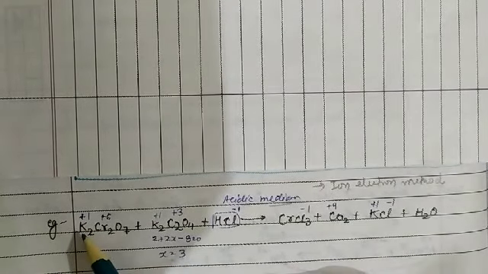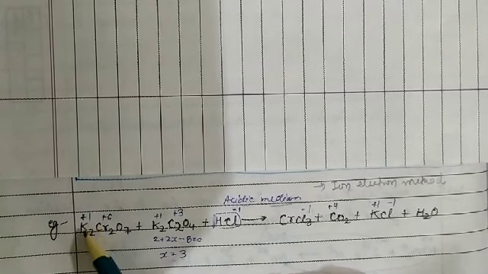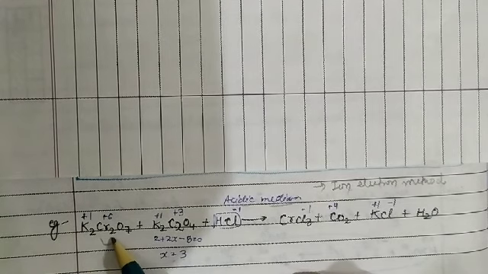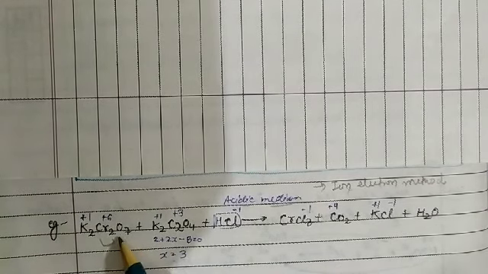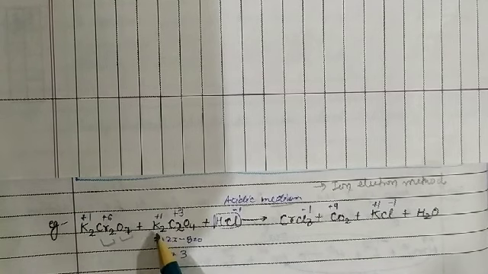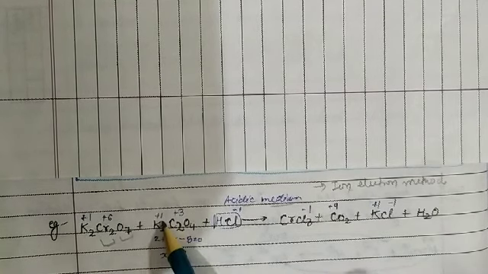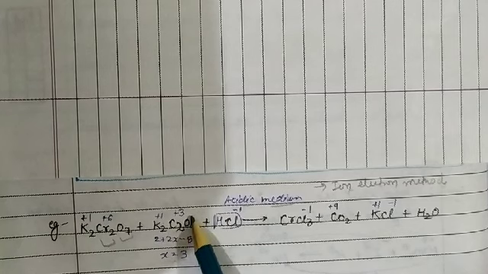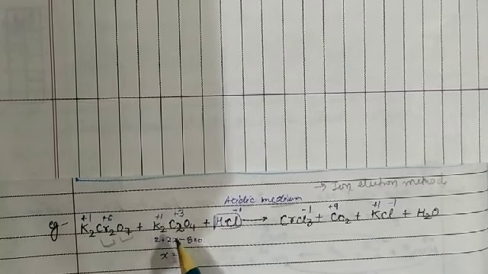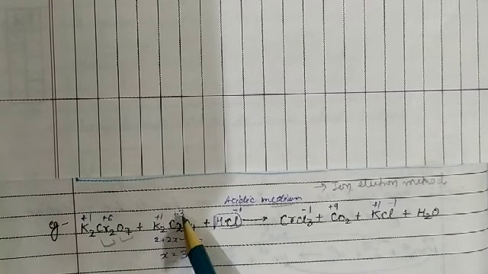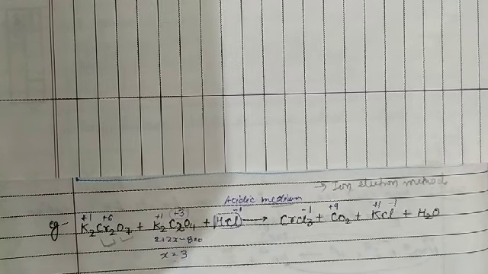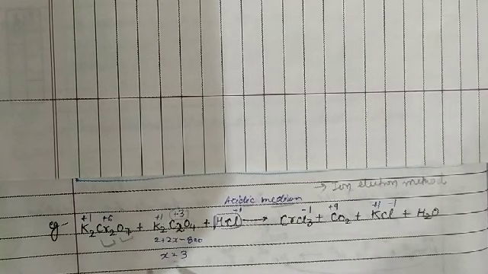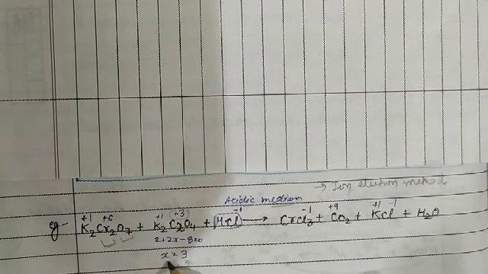See, the oxidation number of potassium is +1, an alkali metal, and the oxidation number of chromium is +6, while the oxidation number of oxygen is -2. The oxidation number of potassium is +1, and for carbon in the oxalate ion, C2O4 2 negative, the charge on the carbon atom when we calculate the oxidation number comes to +3. So the oxidation state of carbon is +3.